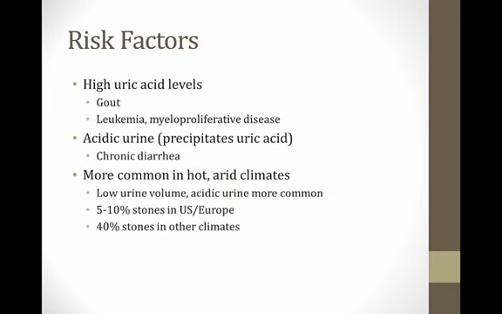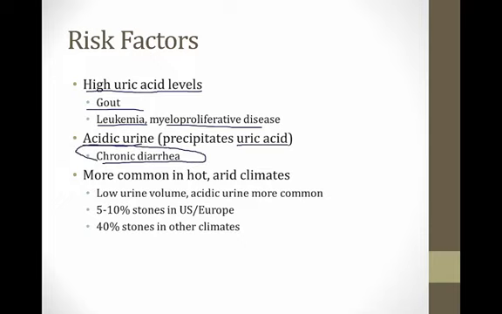So what are the risk factors for uric acid stones? Well, if you have high uric acid levels in the body, you can get uric acid stones. So patients with gout have high uric acid levels sometimes. Patients who have leukemia or myeloproliferative diseases can have high cell turnover, and all that metabolism and cell turnover increases the uric acid levels. If you have an acidic urine, this will precipitate uric acid like I showed you on the last slide. Patients with chronic diarrhea tend to have acidic urine, and therefore they can get these stones.